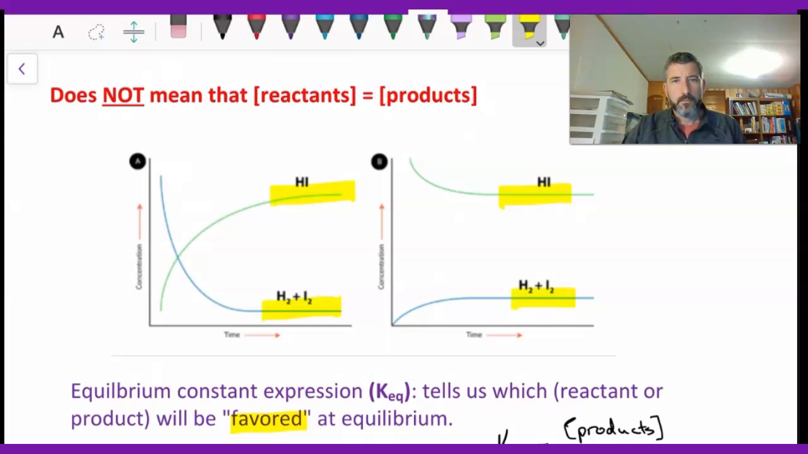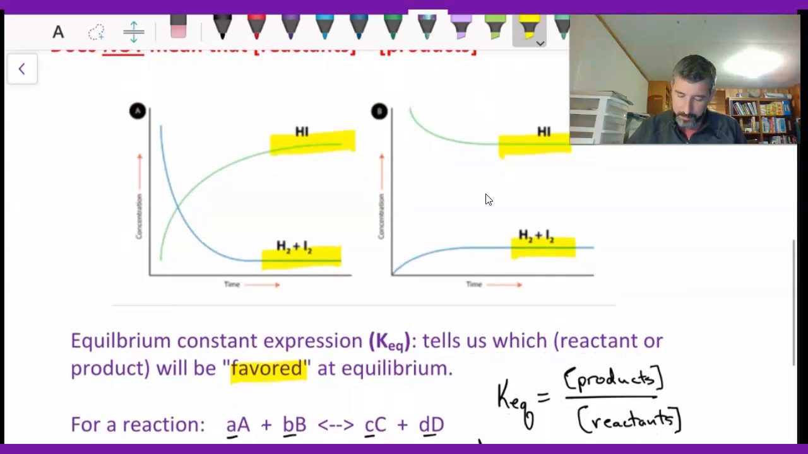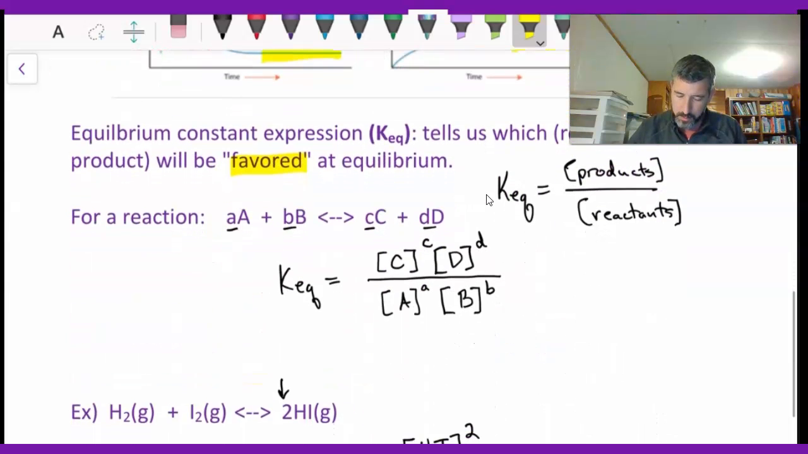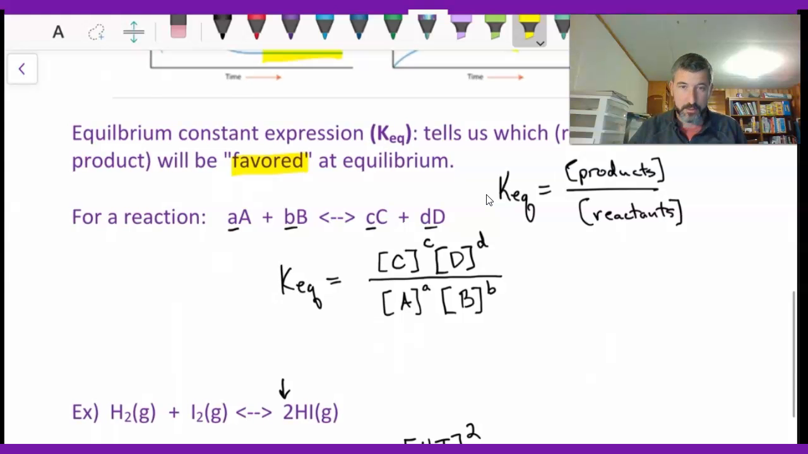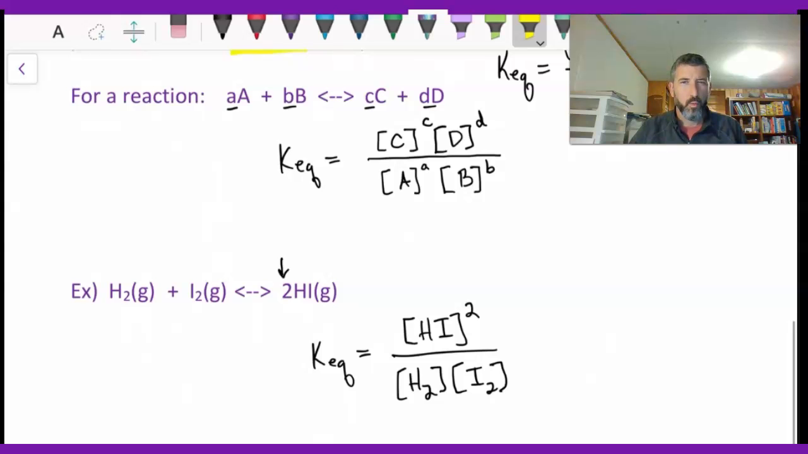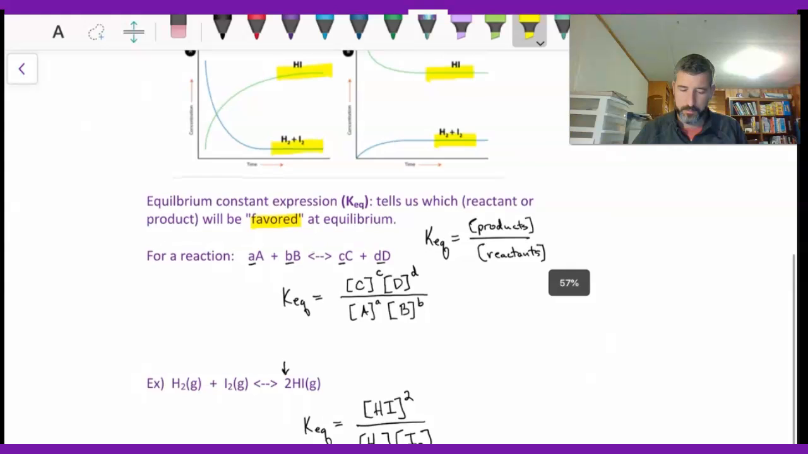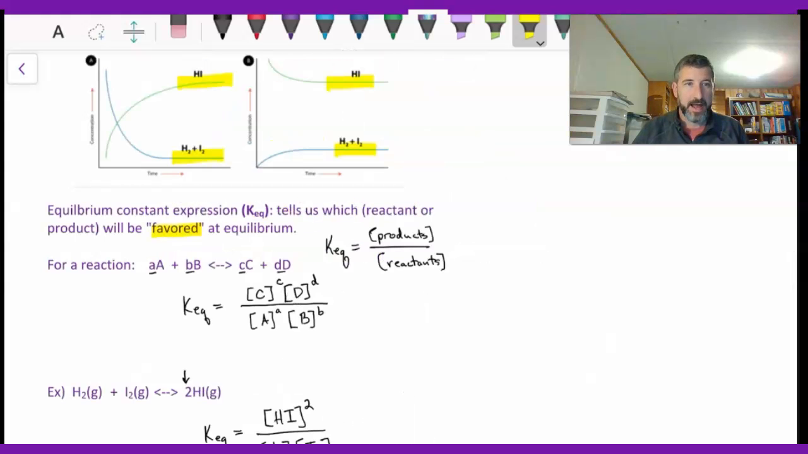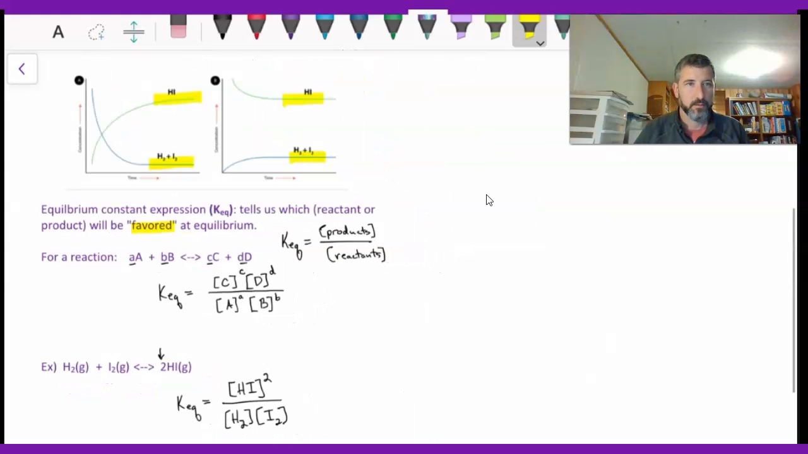So if I look at my KEQ expression with HI to the second over H2 times I2, okay, so there's my KEQ expression. What do you think based on our graph, and I'll zoom out a little bit so you can kind of see both at the same time, based on our graph, there we go, do you think our KEQ would be greater than 1, equal to 1, less than 1? What do you think?